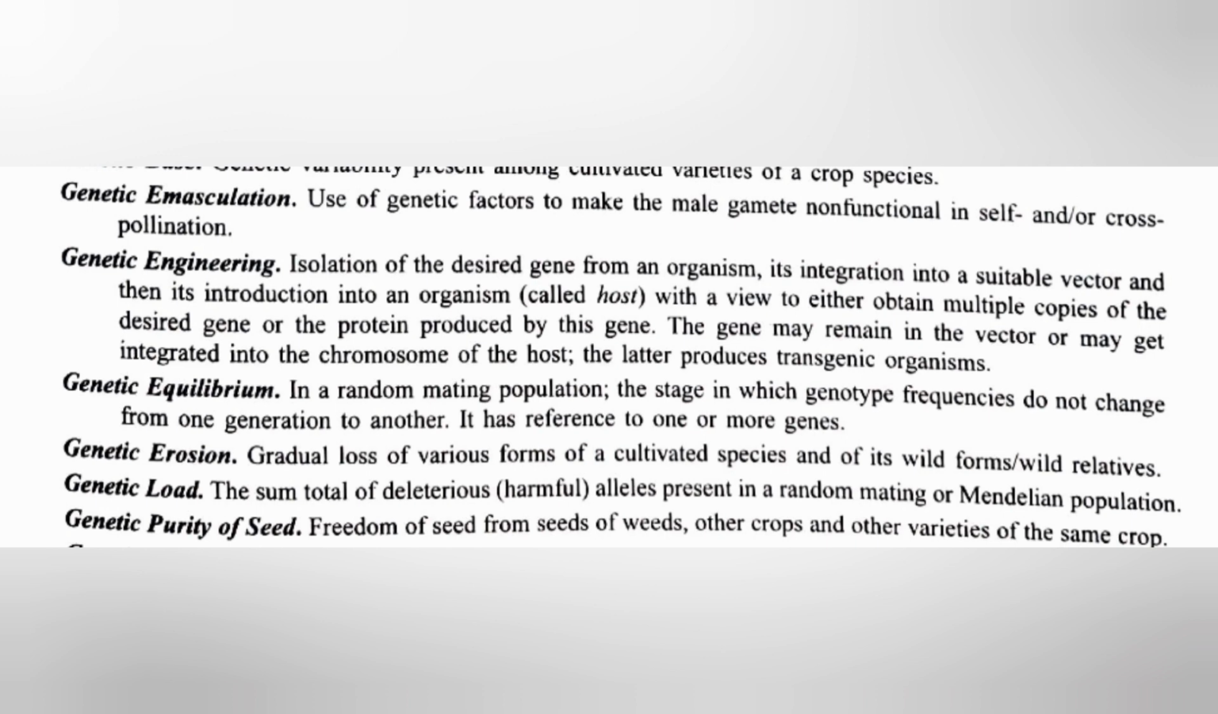Next is genetic load, that is the sum total of deleterious alleles present in a random mating or Mendelian population. The last one is genetic purity of seeds, that is freedom of seeds from seed of weeds or other crops or varieties of the same crop even.